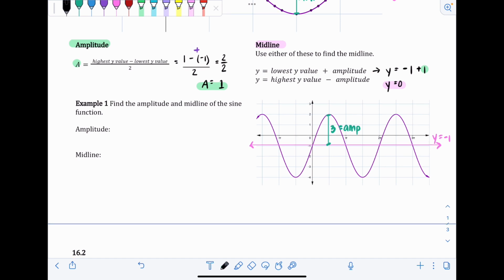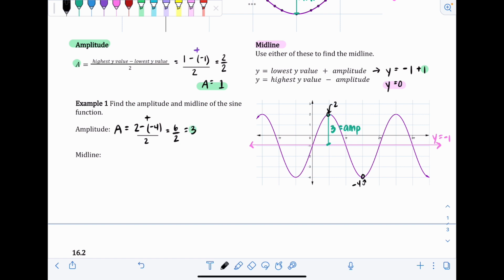So for amplitude, the formula is you take the highest y value, which was right here at 2, and then you subtract the lowest y value, which was down here at -4. So 2 minus -4, and then you divide that by 2. 2 minus -4 turns into 2 plus 4. So then 2 plus 4 would be 6, and then you would divide 6 by 2 to get 3. So we ended up with the same number, 3, for our amplitude.